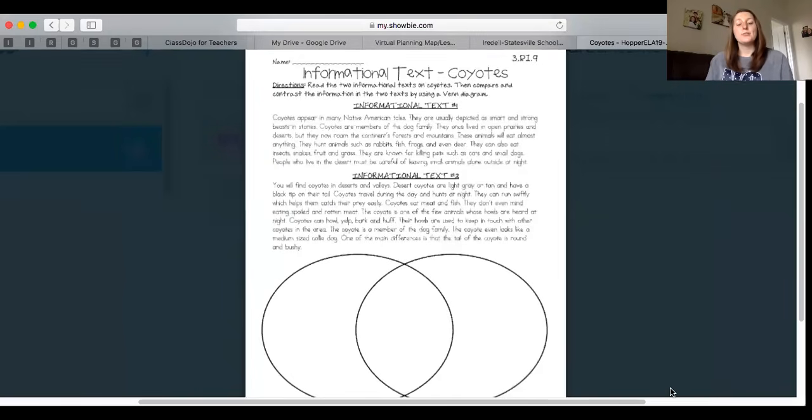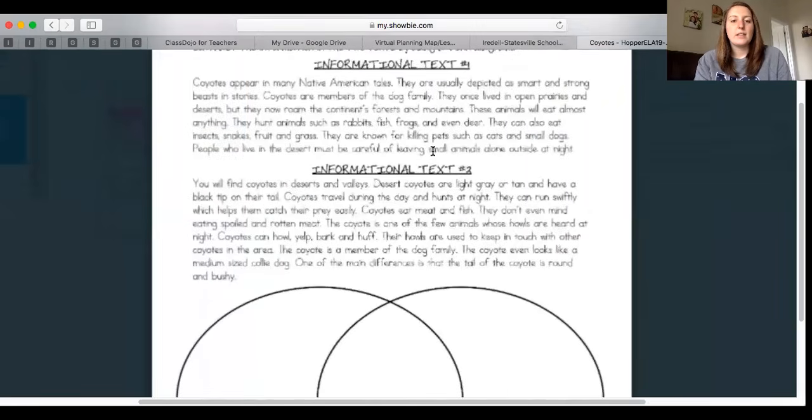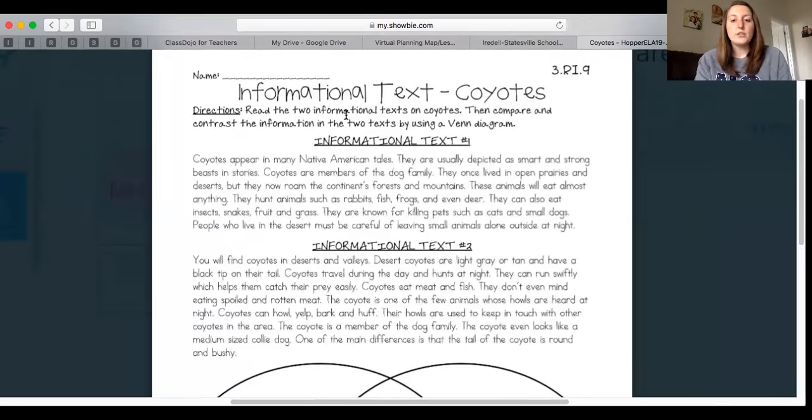So I have for you two different texts on coyotes. Let's read the directions and make sure you're paying attention because tomorrow your activity is going to look just like this. Let me zoom in. Our directions say, read the two informational texts on coyotes. Then compare and contrast the information in the two texts by using the Venn diagram. Here I have informational text 1 and 2.